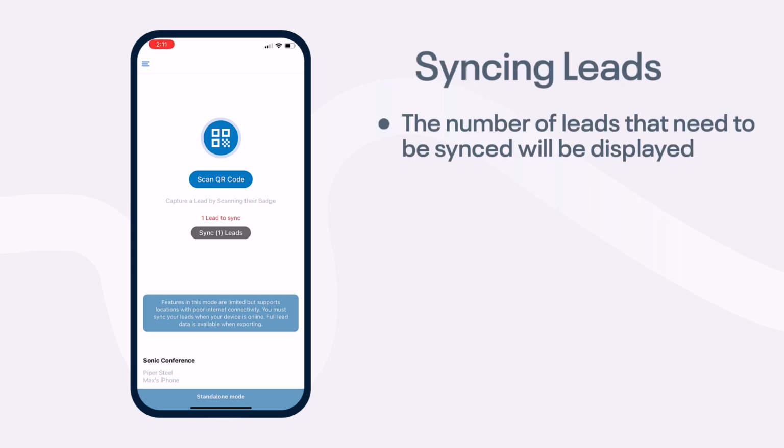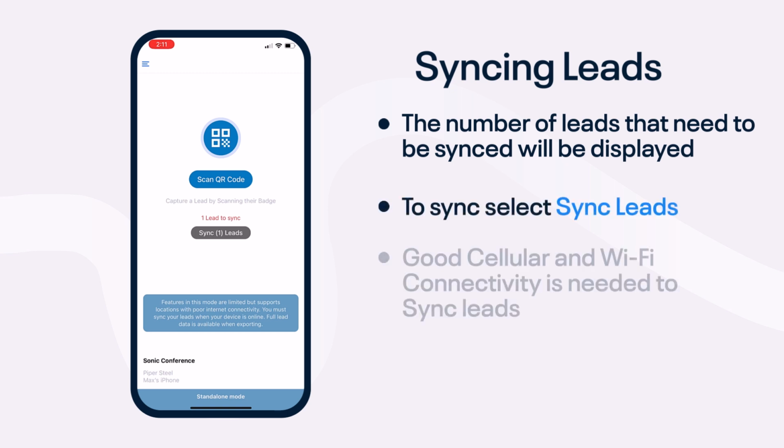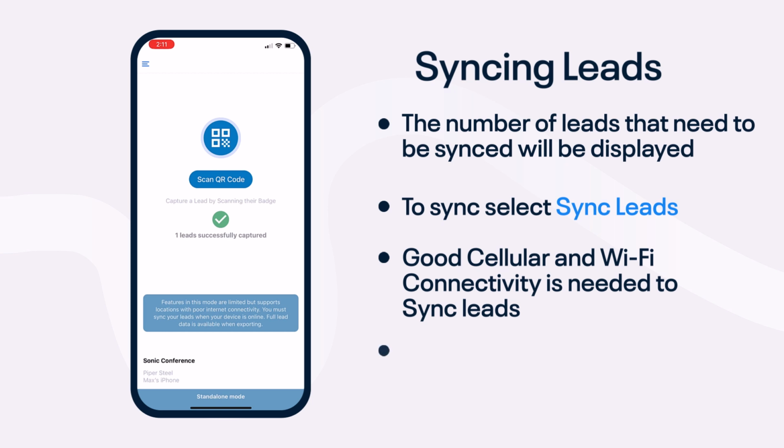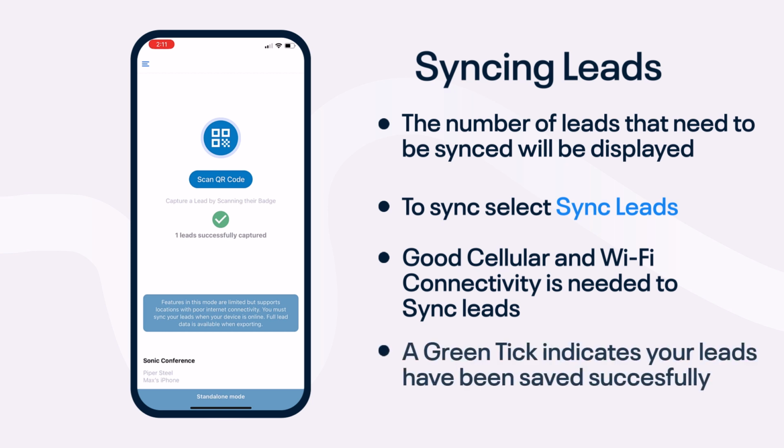When a lead is captured, an indicator on the home screen will tell you how many leads there are to sync. Make sure you sync these leads as soon as you have cellular connection to save these leads to your export. A green tick will indicate your leads have been saved successfully and you can export as normal.